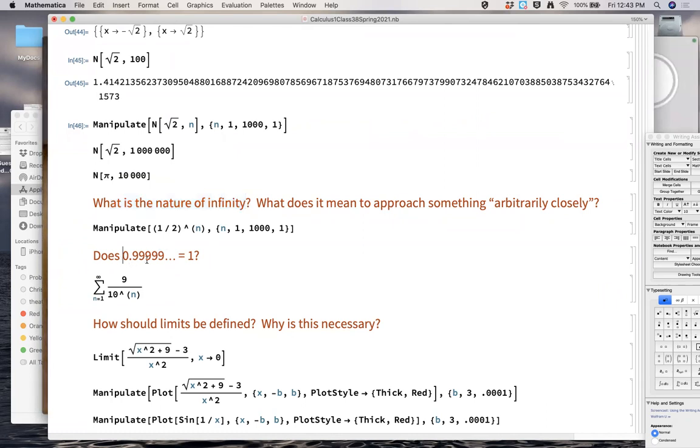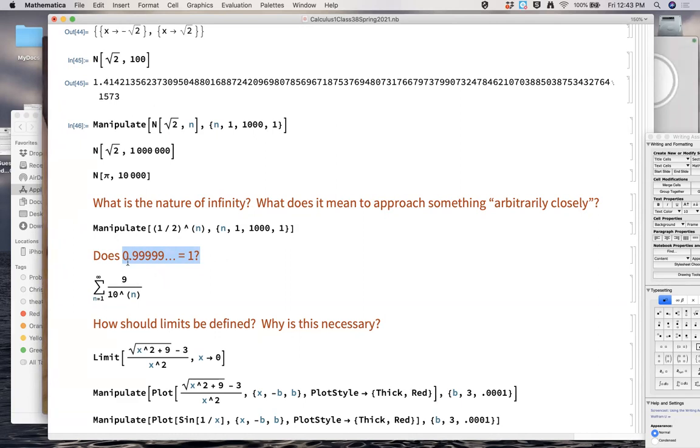Have you ever heard that 0.9 repeating equals 1? Some people are shaking or nodding their head yes, a few people I see. It actually does. 0.9 repeating actually does equal 1. What? How can that possibly be?